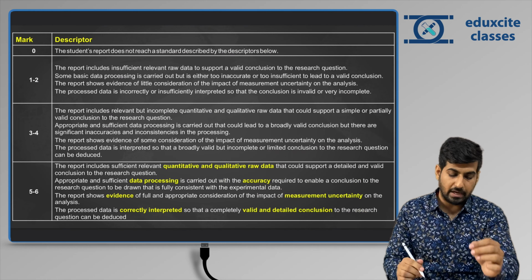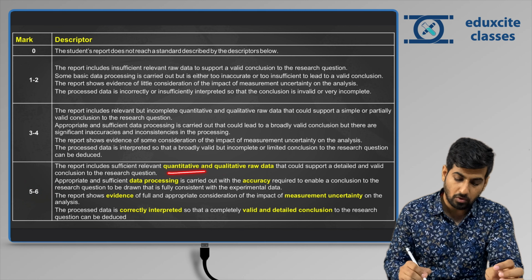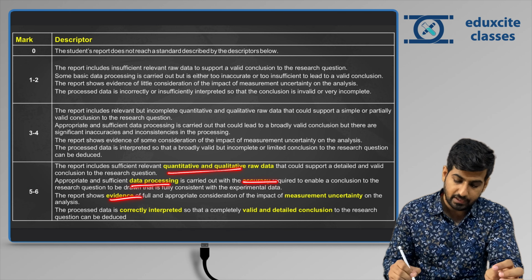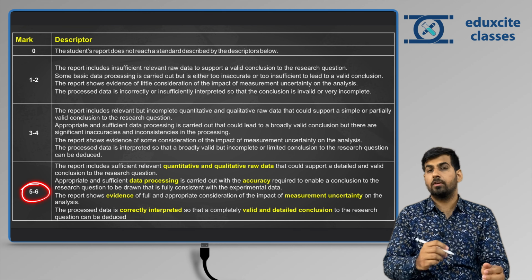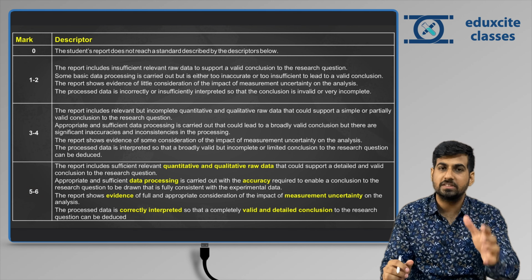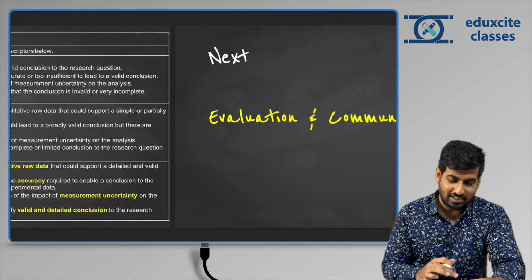So this is all about your analysis, guys. Again, if you follow all these things I have highlighted, which are directly taken from the IB guide, you will be in the band of 5 to 6, and I definitely think it will be 6.